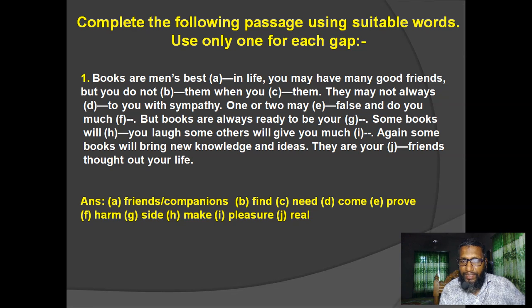Okay, much is an uncountable adjective, and after an adjective you can use a noun. So happiness, happy is an adjective, happiness is a noun. So that's why you have to use a noun here. Happiness is a noun and pleasure is also a noun. You must pleasure. Again, some books will bring you new knowledge and ideas.